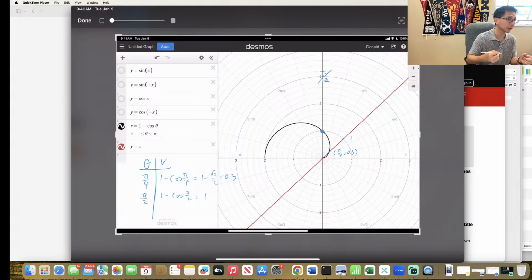So it's polar coordinates. You're going to plug in each individual one. And let's plug in 3 pi over 4. So 3 pi over 4 is what?